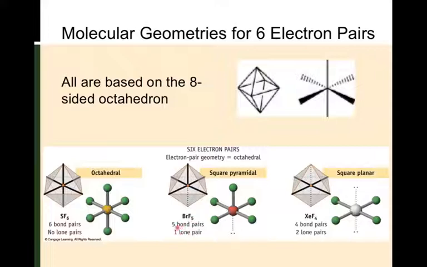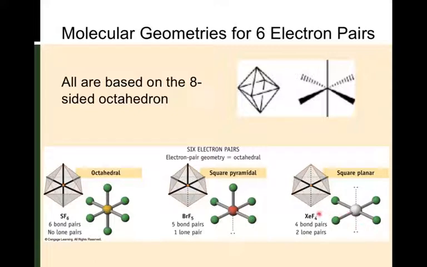Then BrF5, we have 5 bond pairs and 1 lone pair. So here we have the 5 bonding pairs and 1 lone pair. We have what's called a square pyramidal molecular geometry, but the electron pair geometry is still octahedral because the lone pair occupies this 6th position, this corner at the bottom, and that gives us the octahedral electron pair geometry.